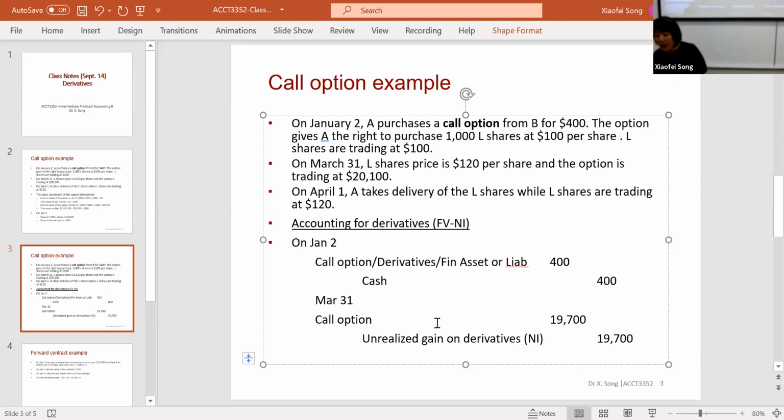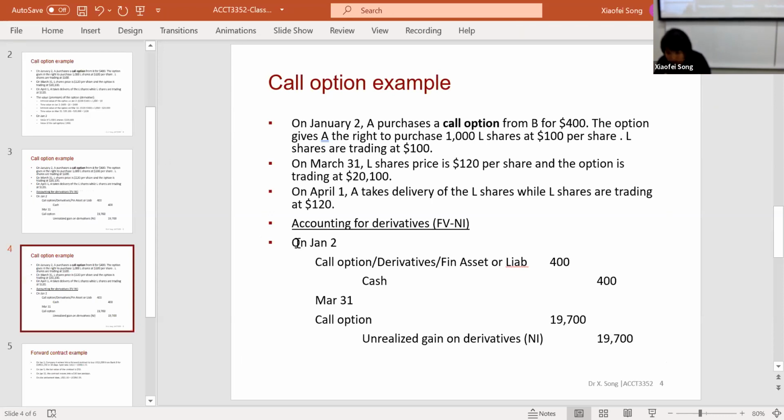So with this adjustment on the balance sheet, we will have a call option with a value of 20,100. That's a fair value part. And in the income statement, you have unrealized gain. That's the second net income part. Any questions? Okay, without any questions, we'll move on forward.